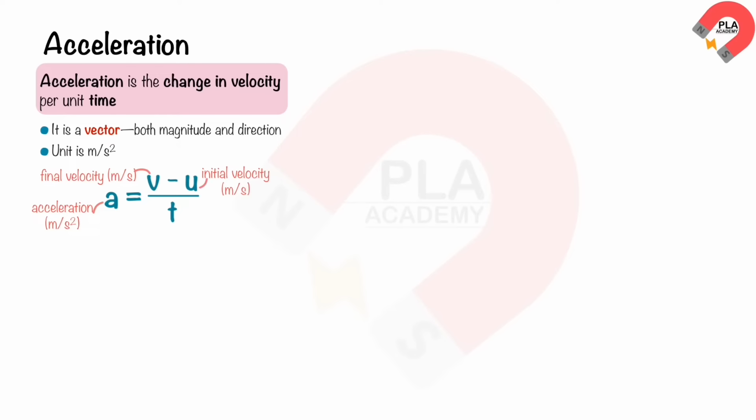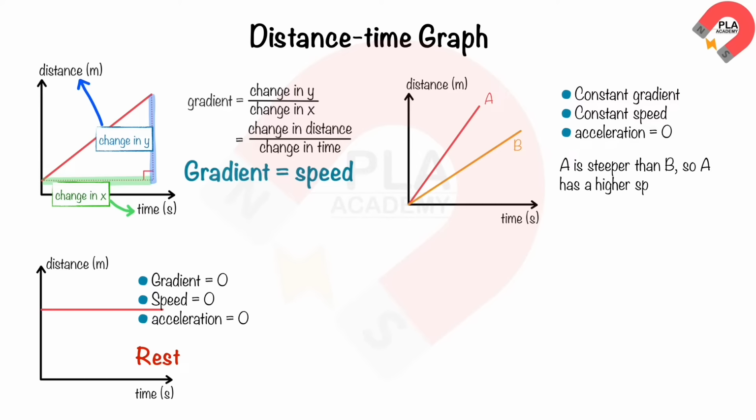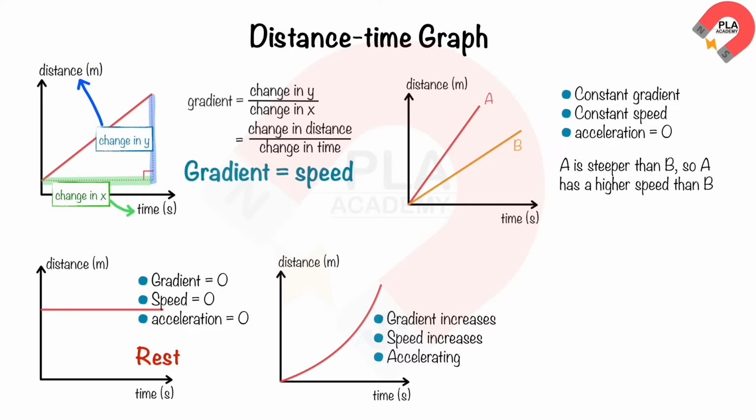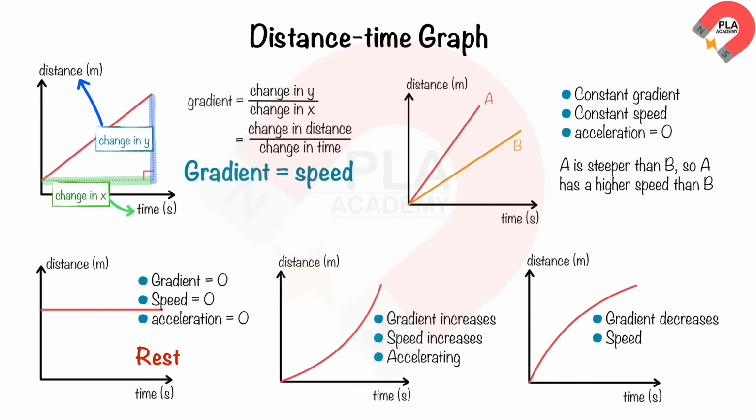Since the gradient of the graph is the speed of the object, a horizontal line graph with zero gradient indicates the speed is zero and no acceleration. So, the object is at rest. A straight line graph with constant gradient indicates the object is moving at a constant speed and no acceleration. A is steeper than B, so A has a higher speed than B. A curved graph with an increasing gradient indicates the object is moving at increasing speed, and it is accelerating. A curved graph with a decreasing gradient indicates the object is moving at decreasing speed, and it is decelerating.